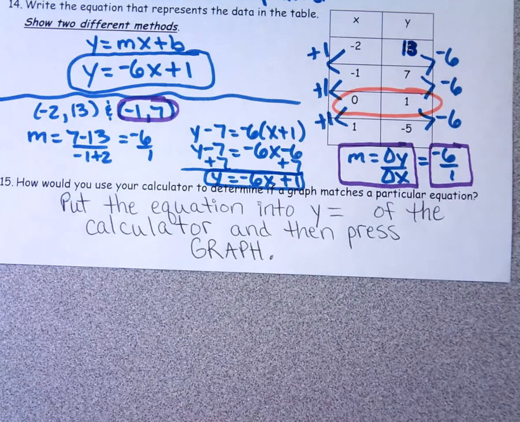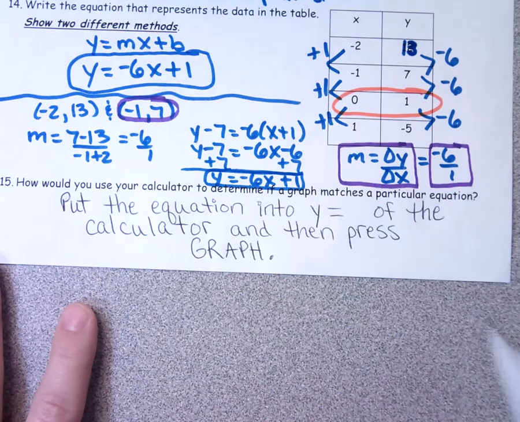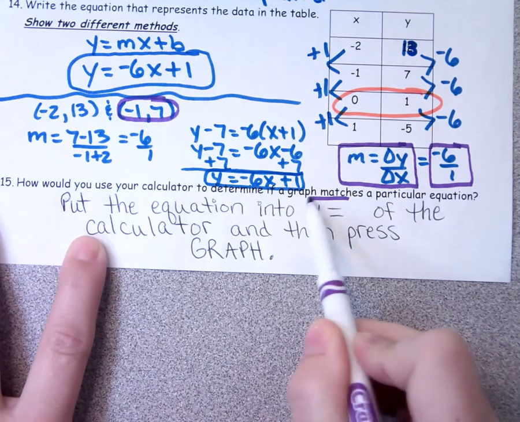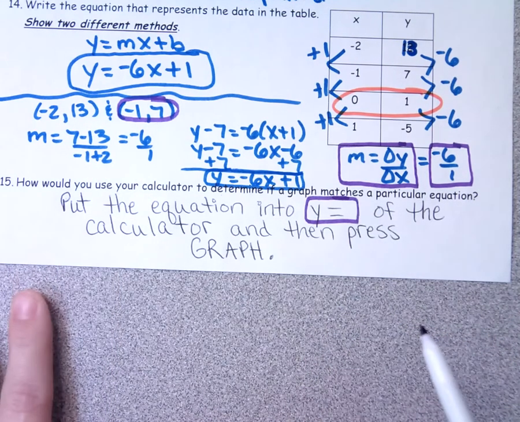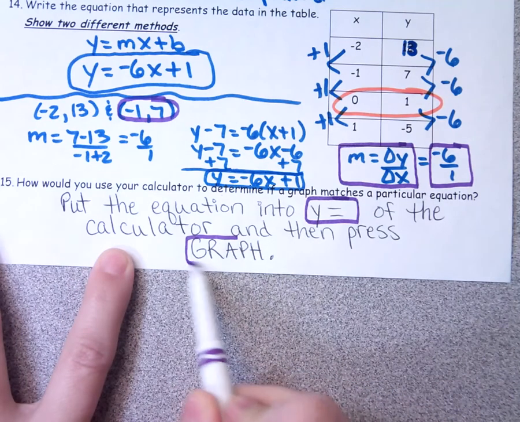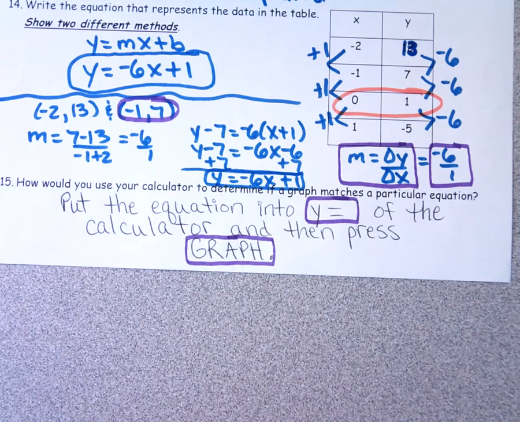15 wants to know, how would you use your calculator to determine if a graph matches a particular equation? I just need to put the equation into the y equals of the calculator, and then I just press graph. And I can look to see if it matches a particular equation. And if I needed to look at the table, I would hit second graph.